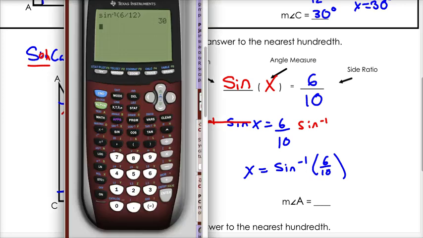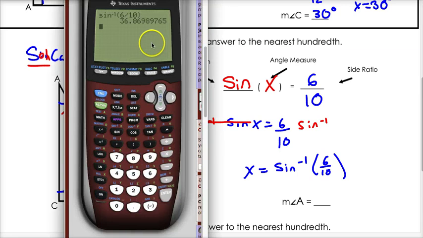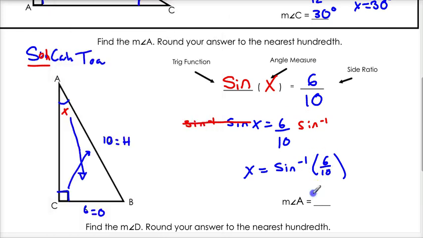I take out my trusty calculator. Let's clear this out, and we just put exactly this in. Sine -1, not regular sine. Don't make that mistake. It is the inverse sine of 6 divided by 10, close parenthesis, and we get 36.869. Since I'm rounding to the nearest hundredth, the answer is going to be 36.87. Remember, the second decimal place is the nearest hundredth. So let's write that in, 36.87 degrees. And that is how it's done.